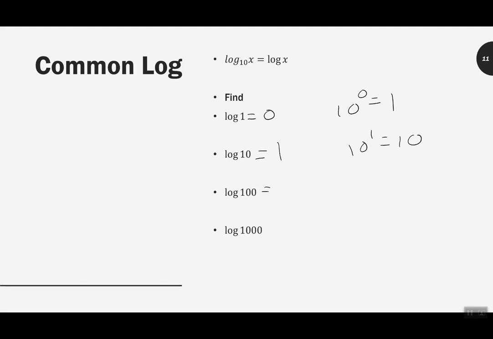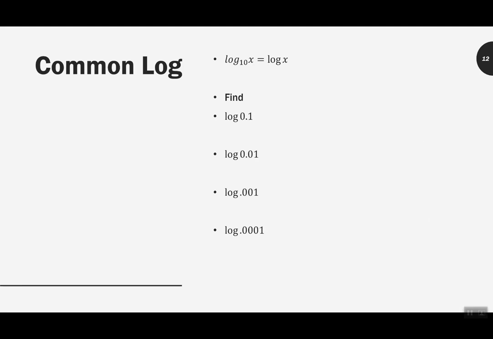Then I have 100, and I'm thinking, what power of 10 is 100? That's just 2. And then 1,000, well, that would be 3. What's fun with log base 10 is that I can see when I'm looking at powers of 10, it's like I'm counting the zeros. There are no zeros for 1. There's 1 zero with 10, 2 zeros with 100, and 3 zeros with 1,000.